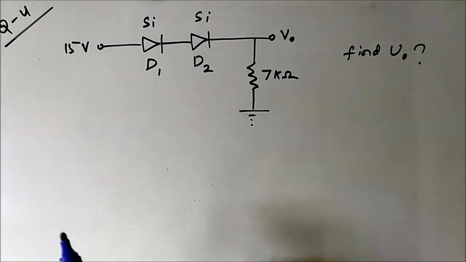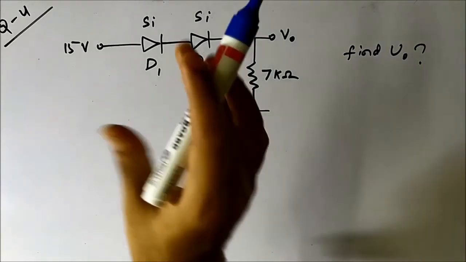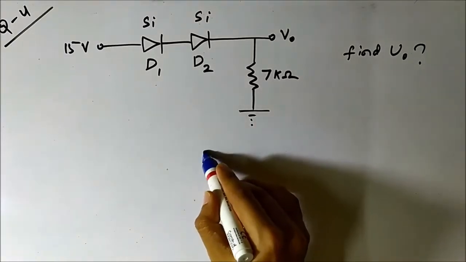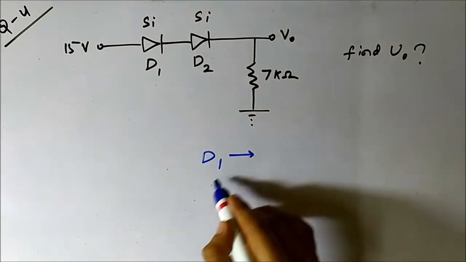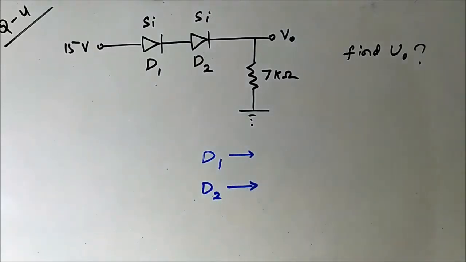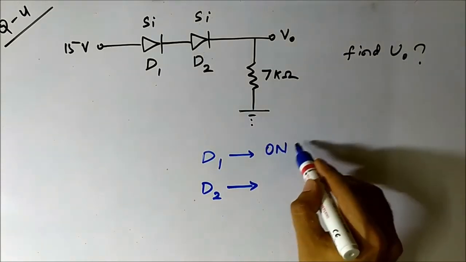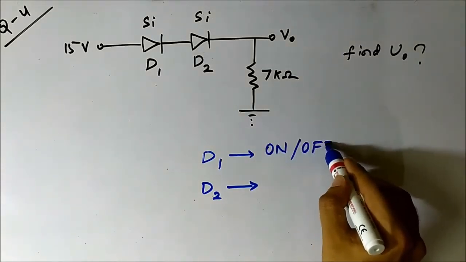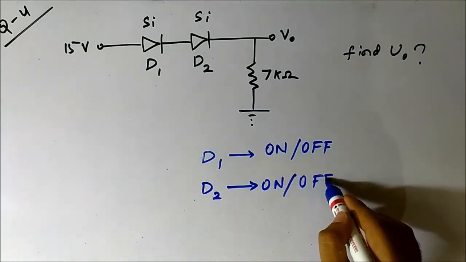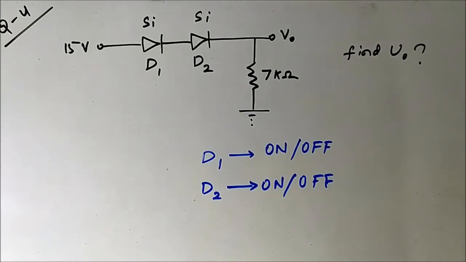So again, like in any diode circuit which we have discussed, the first important step is to find the state of the two diodes, diode D1 and diode D2, whether they are on or off, forward biased or reverse biased. That is the important question, because unless we find the exact state of the diode, we cannot proceed forward.